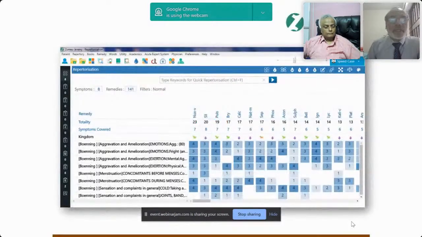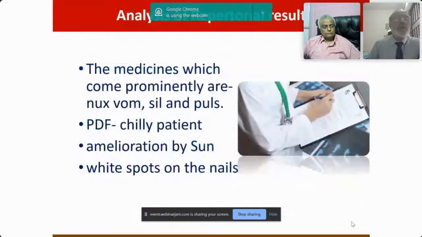Then we have done repertorization, and we have got Nux vomica, we have got Silicea, we have got Pulsatilla and Bryonia. So the final thing is we have to analyze the result depending on the other picture of the patient. Medicines that came prominently are Nux vomica, Silicea and Pulsatilla.